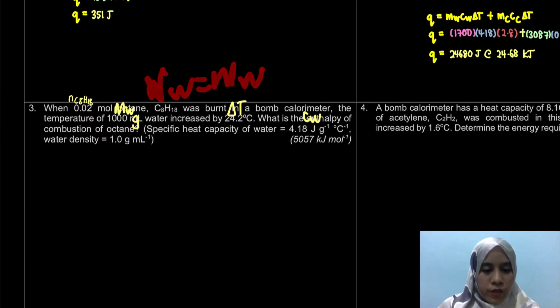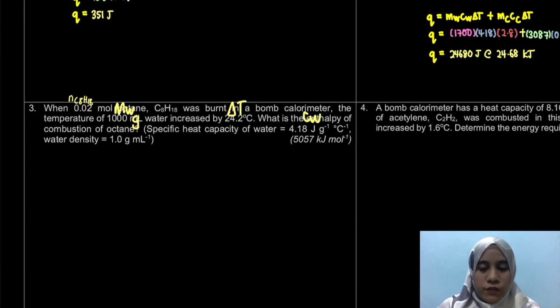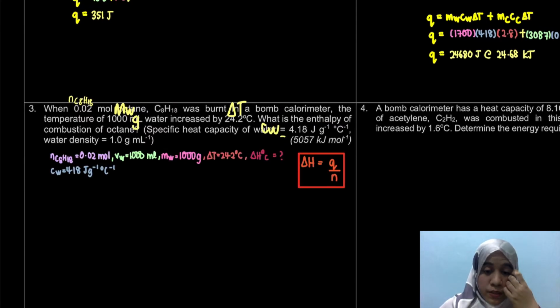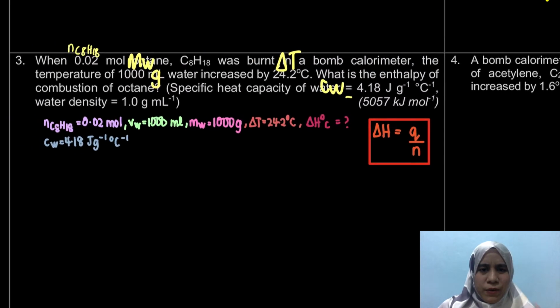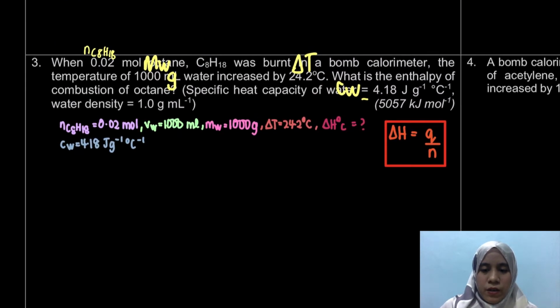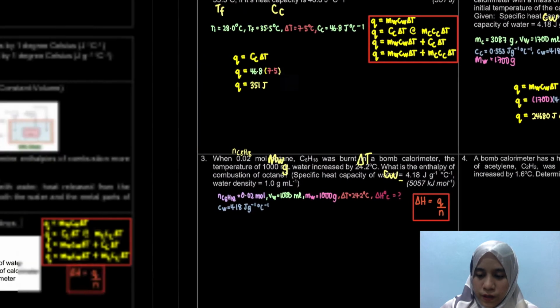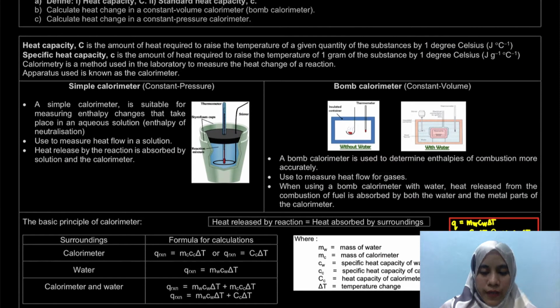So what I'm going to do is extract the information first. This is all the information. What is the question again? What is the enthalpy of combustion? The enthalpy of combustion is our delta H. This is the formula I've written down in front: delta H is equal to Q divided by n.